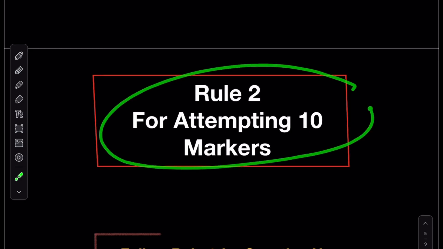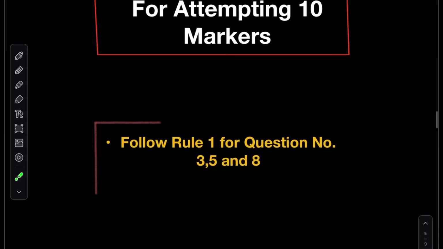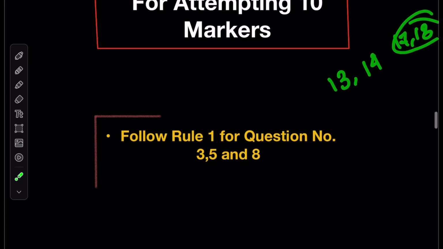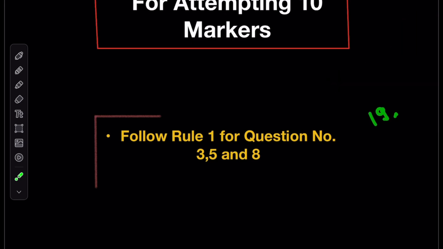Secondly, rule number 2 for attempting 10 markers. Now you already are attempting 4 15 markers where you will be addressing one part using a flowchart. Here for 3 questions, question number 3, 5 and 8. That is why I am choosing particular questions 13, 14, 17 and 18, because everybody is going to write a not so good 19th or 20th question or 10th question.